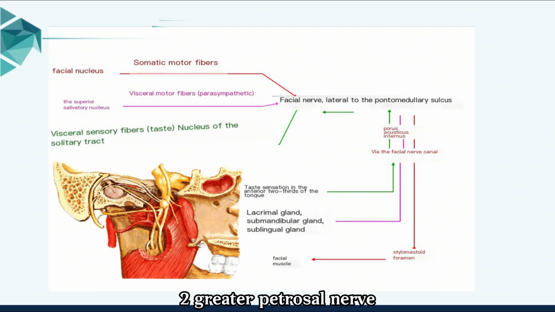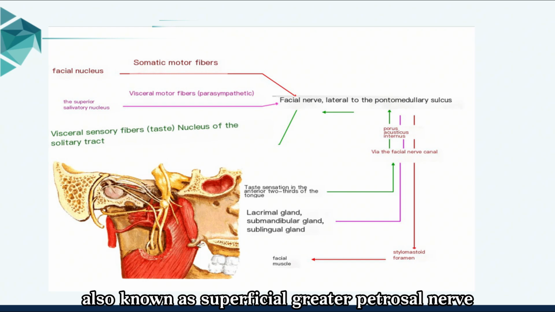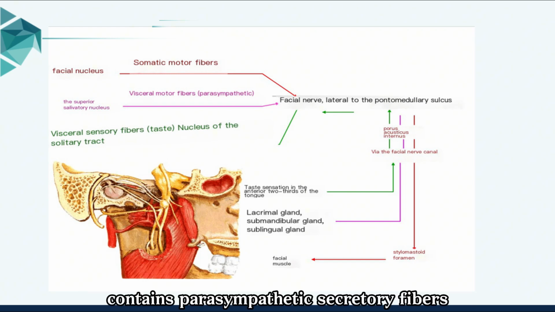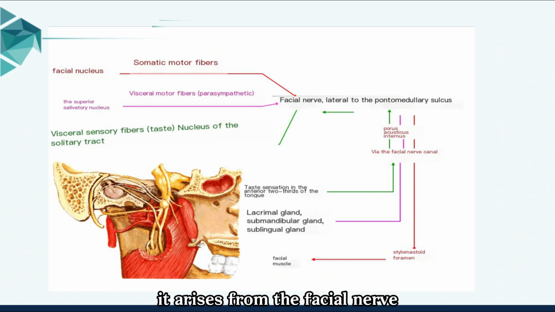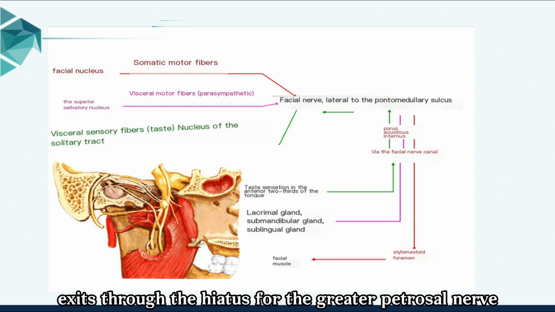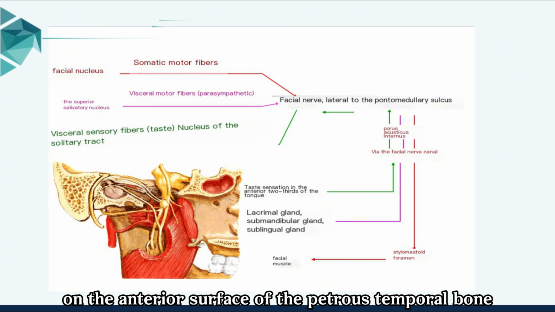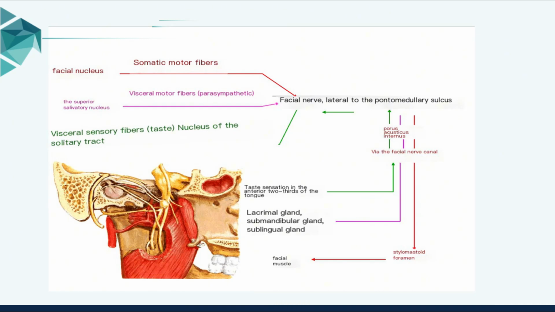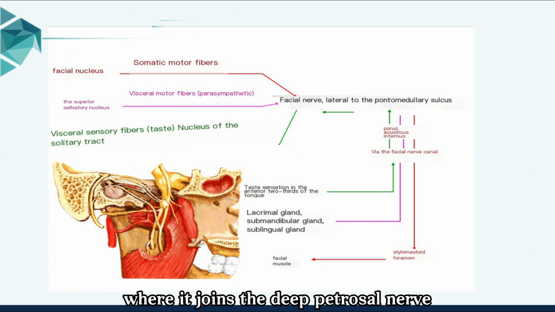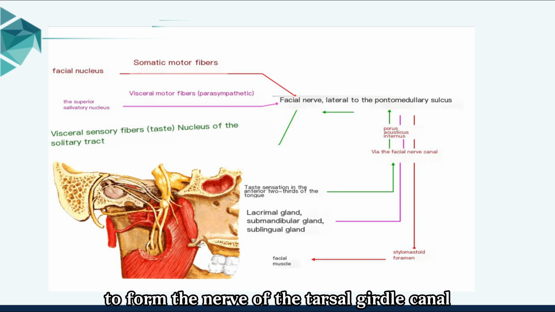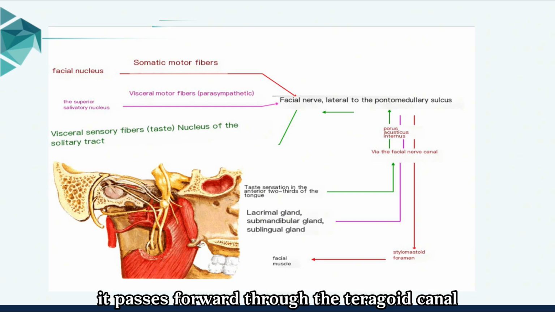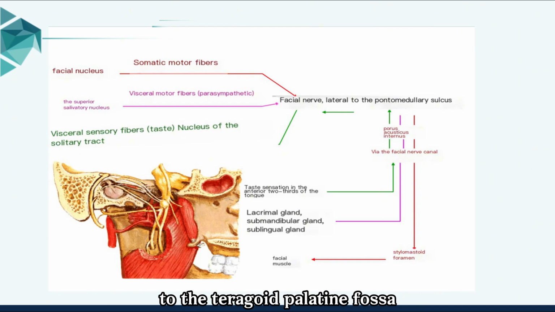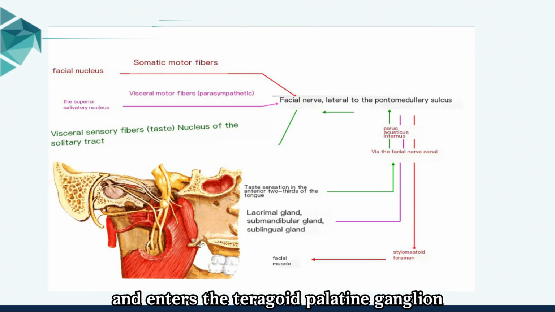2. Greater petrosal nerve, also known as superficial greater petrosal nerve, contains parasympathetic secretory fibers. It arises from the facial nerve at the beginning of the facial canal, exits through the hiatus for the greater petrosal nerve on the anterior surface of the petrous temporal bone, runs forward through the foramen lacerum to the base of the skull, where it joins the deep petrosal nerve from the internal carotid plexus to form the nerve of the pterygoid canal. It passes forward through the pterygoid canal to the pterygopalatine fossa and enters the pterygopalatine ganglion.